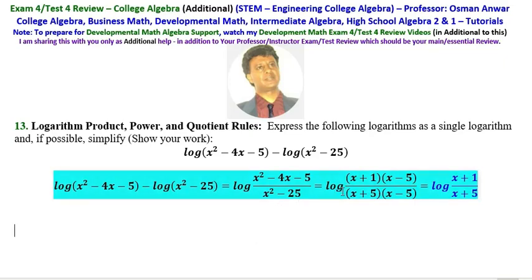So that is equal to log, the numerator can be factored as x plus 1 times x minus 5. The denominator can be factored as x plus 5 times x minus 5. x minus 5 cancels x minus 5, then this is equal to log of x plus 1 over x plus 5.